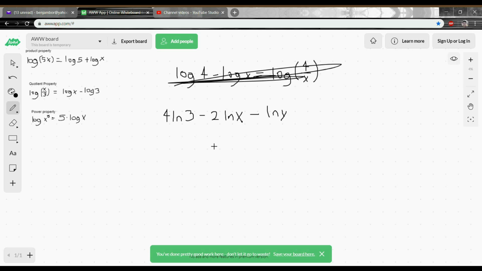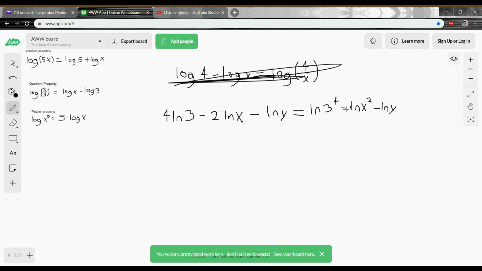Well, first we might want to use the power property while these are by themselves. Before we combine them with any other logarithms, we are going to use the power property to transform this term and this term. So by the power property, the expression becomes the natural logarithm of 3 raised to the power of 4 minus the natural logarithm of x squared minus the natural logarithm of y.